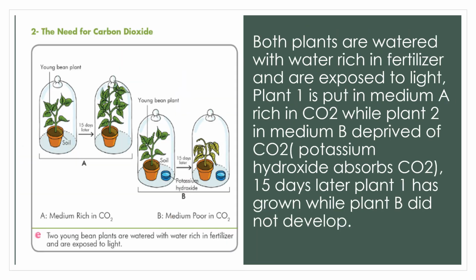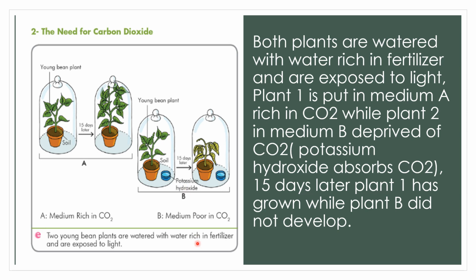Now, let's move to document E in your book, page 31. We have two young bean plants, plant 1 and plant 2. Both plants are watered with water rich in fertilizer, and they are both exposed to light. Plant 1 is placed in medium A, which is rich in carbon dioxide, while plant 2 is put in medium B, poor in CO2.